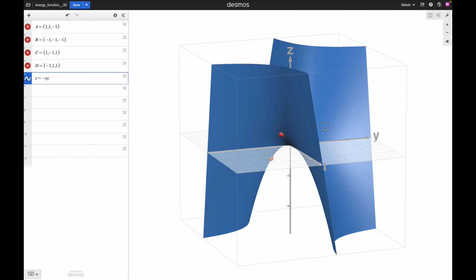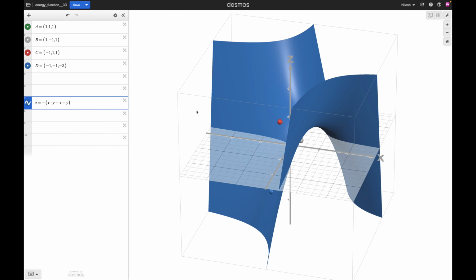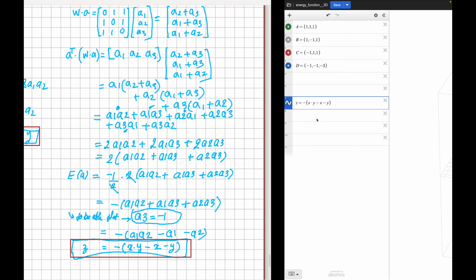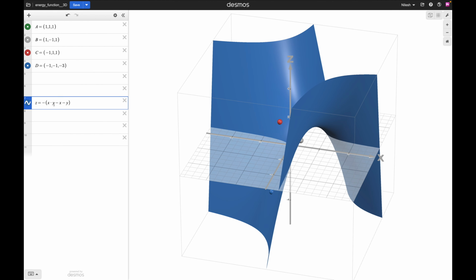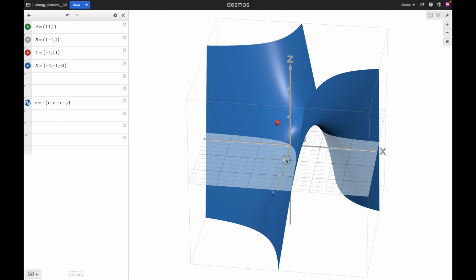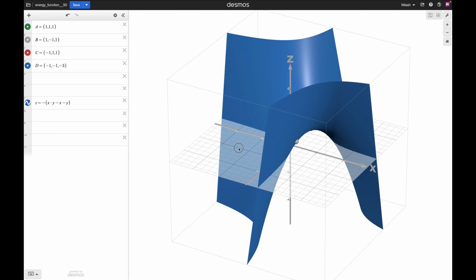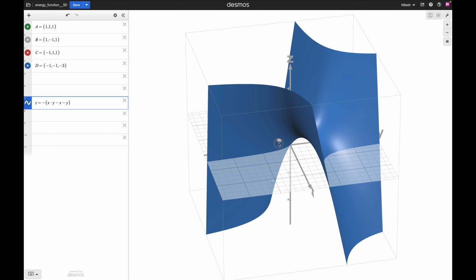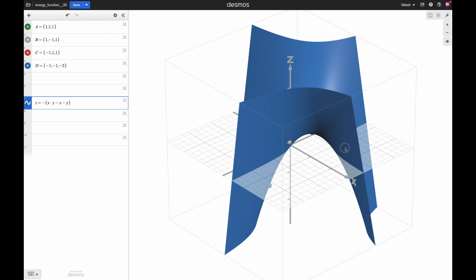So that's the idea with the 2D case. Now in the 3D case, here it says 3D, so probably should change that. In the 3D case, remember this was the equation we had, minus in the parentheses xy minus x minus y, and that's what we have. The shape looks similar, but we can also see points that show where they fall on the energy curve.